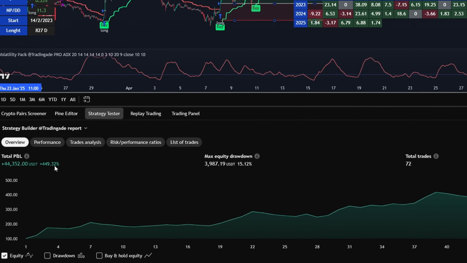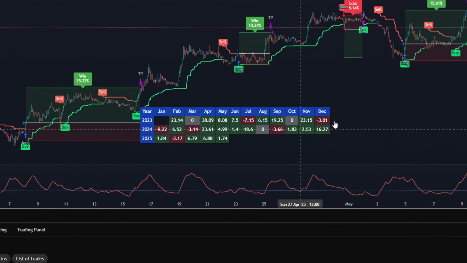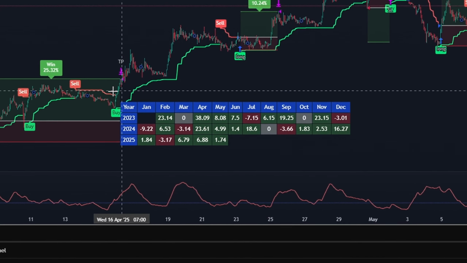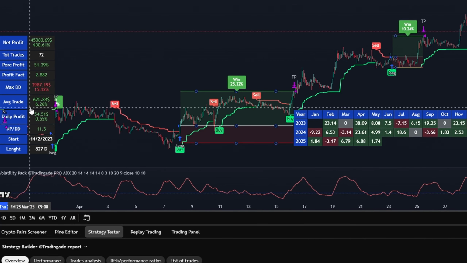The total profit and loss is 449%, 15% max drawdown, 72 total trades, 51% win rate, and 2.88 profit factor. We're gonna backtest around 3 years of chart. We have 3 flat months, 6 losing months, and then the others are all profitable. By checking other stats, we can see a huge average trade of 6.26%, really amazing. A daily profit of 0.55%, net profit/drawdown 11.3, which is a really high value, absolutely good.